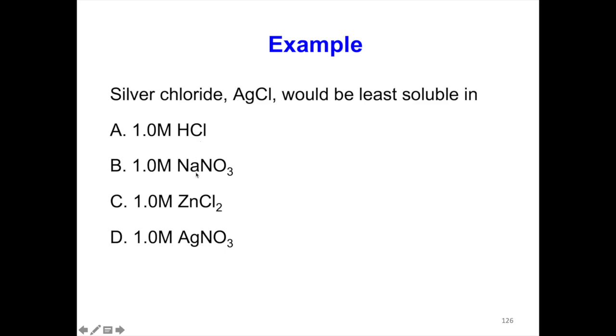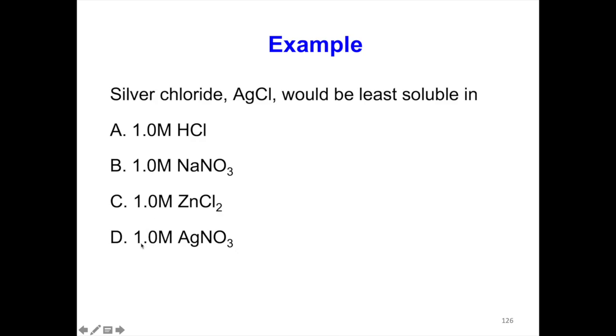But let's look at another choice. If B, 1 molar NaNO3, is added to AgCl, there's no common ion here, so it will not change the solubility of silver chloride. There is no effect on the solubility of silver chloride. For C, if 1 molar ZnCl2 is added to AgCl, the common ion here is Cl-, the chloride ions, so it will also reduce the solubility of silver chloride.